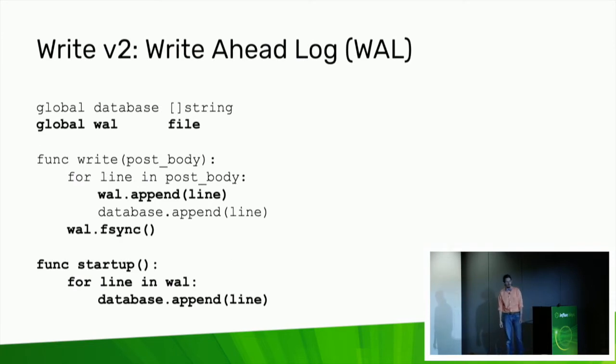So we've modified the write endpoint a little bit here, added a WAL file. I'm just going to call it a WAL because that's what we call it. In the write function, as soon as the write request is complete, we fsync the WAL and then return. And then on startup, read it back into the database. Real simple, real powerful.